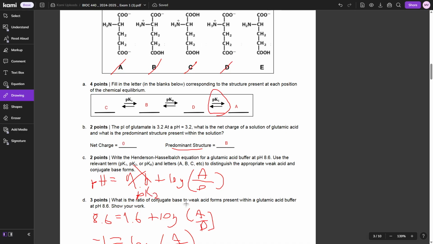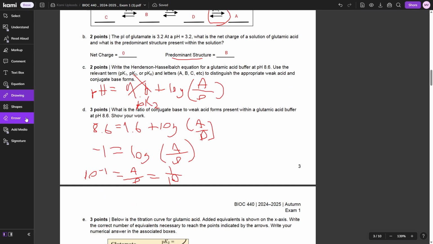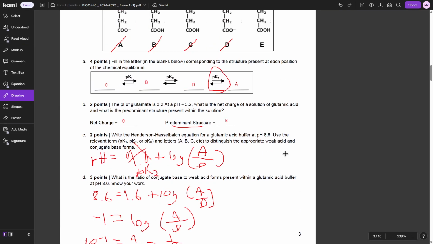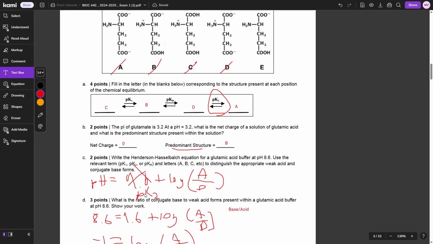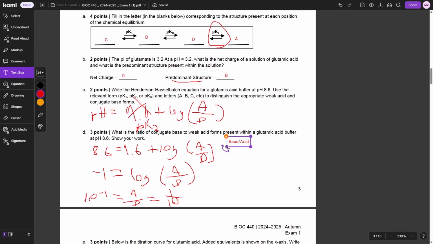I actually did lose points on this question because of my explanation down here. They did not like that I didn't use A over D. I wrote base over acid, and they didn't like that. Yeah, this is my test. I wrote base over acid instead of A over D, and they dock points for that. I didn't do that on my exam. I actually wrote PK2 because I was smarter back then.